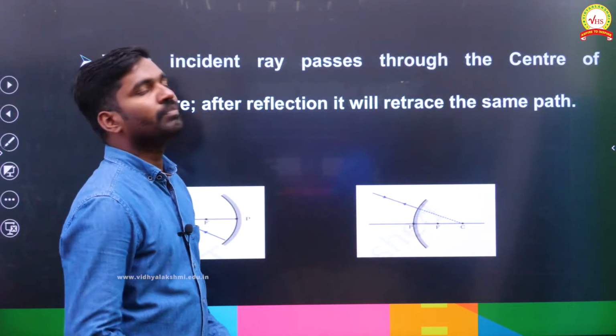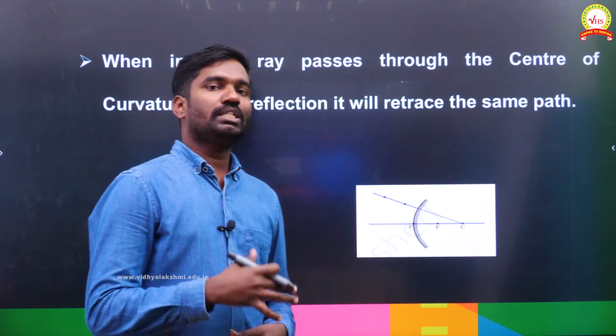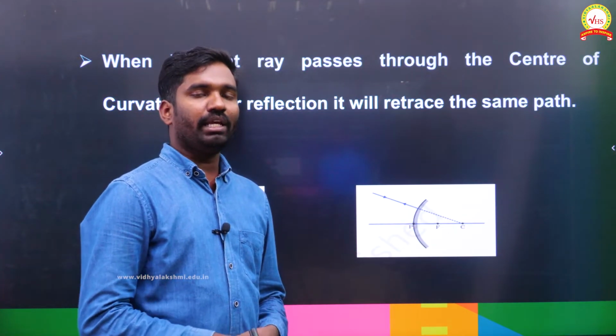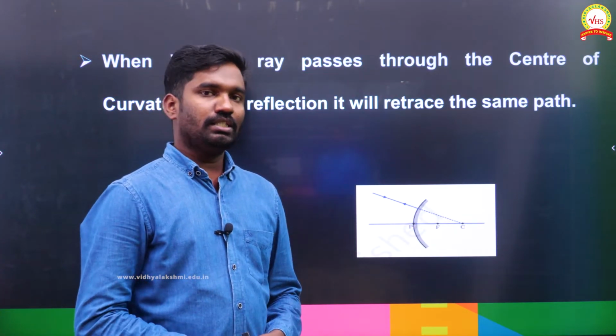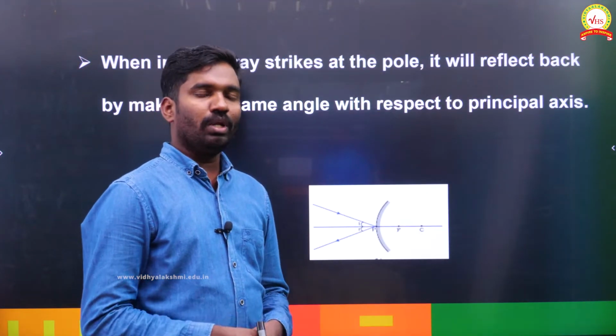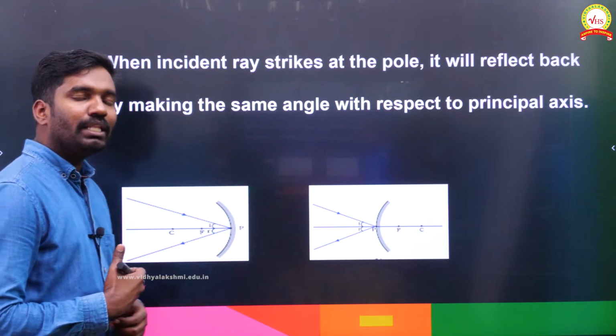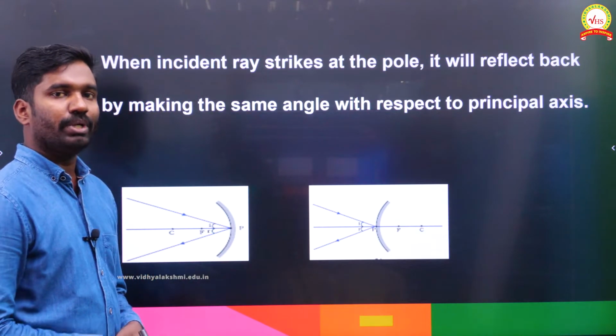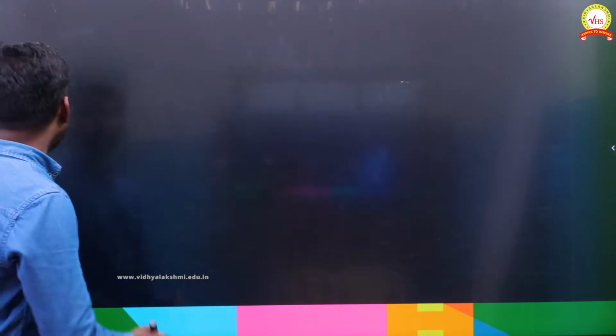Rule number 3, when the incident ray passes through the center of curvature, there won't be any deviation, it will just retrace the same path. And then 4th rule, when the incident ray strikes at the pole, it will reflect back by making the same angle with respect to the principal axis. So here how will we be getting the questions? They'll just give a ray diagram alone.